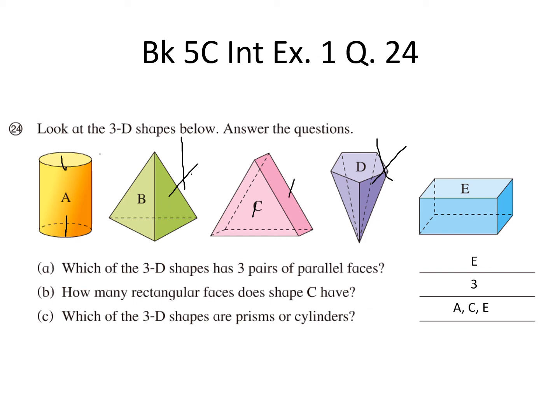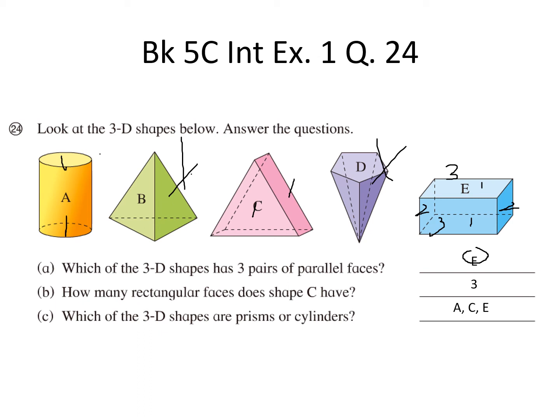And for E, it is a cuboid. So there are 1, 2, and 3, the front and the back. 3 pairs of parallel faces.